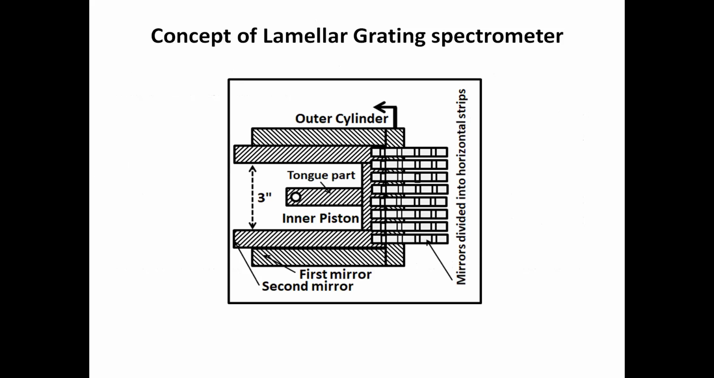This is a lamellar grating type of spectrophotometer. Here, the tongue part is there, and there is an inner piston where these mirrors will move. The outer cylinder is fixed, and the first mirror is at the bottom part of this, and the second mirror is just like a piston. So as per this second mirror, you are seeing the mirrors divided into horizontal strips. In this way, the double spectrum or double beam concept comes into the picture, because these horizontal strips will reflect and transmit the material at different path differences.